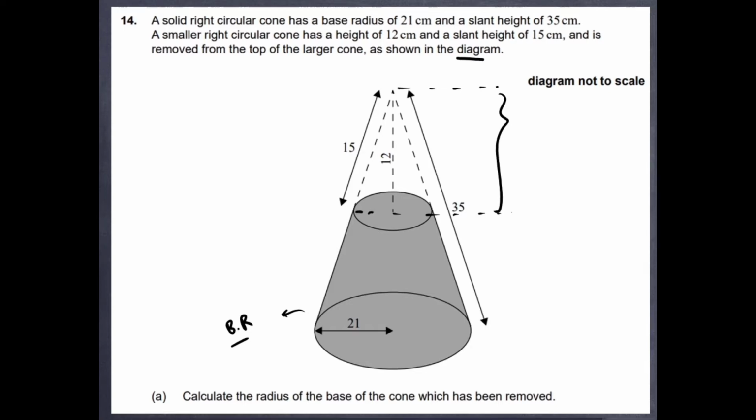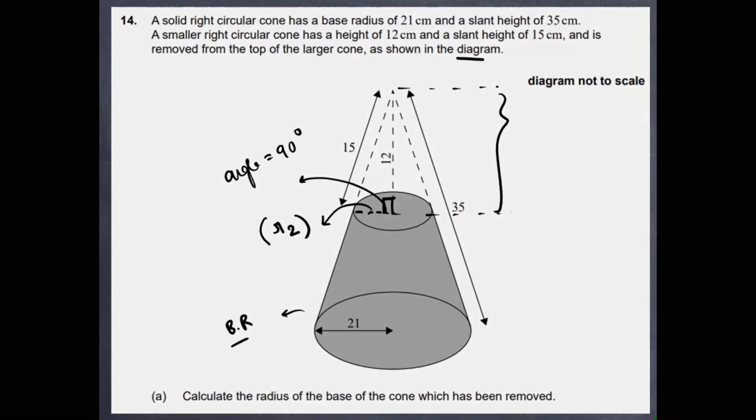So if we draw this line and name this R2, then we need to find out R2. And as you already know, for any cone, the height, the slant height and the radius construct one right angle triangle. So basically the height and the radius will construct the right angle triangle. Here the angle will be 90 degree.